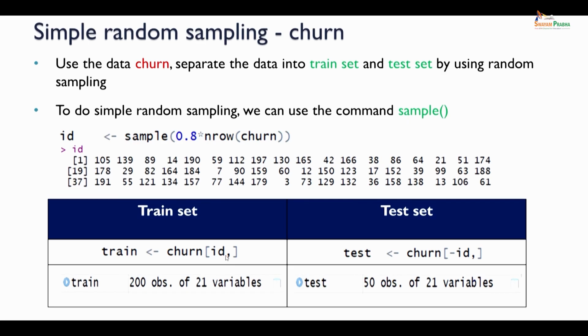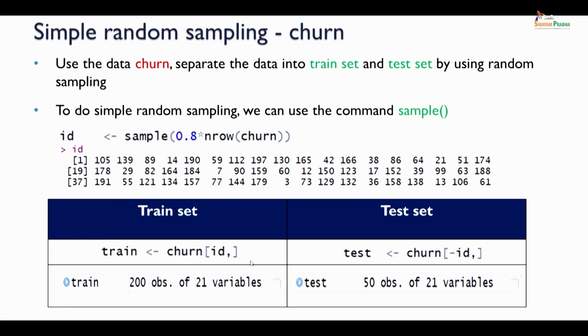What do we mean by that? I mean all those IDs should be rows, with all the other columns, so that it will become my train. Now, how many observations will be there in that? 80% of my churn data will be represented as train here. In the environment tab, you can see your train has 200 observations with 21 variables. Ideally, before sampling it was 250 observations with 21 variables. So now I have sampled out 80% of them and named it as train. Now we have got the train set.